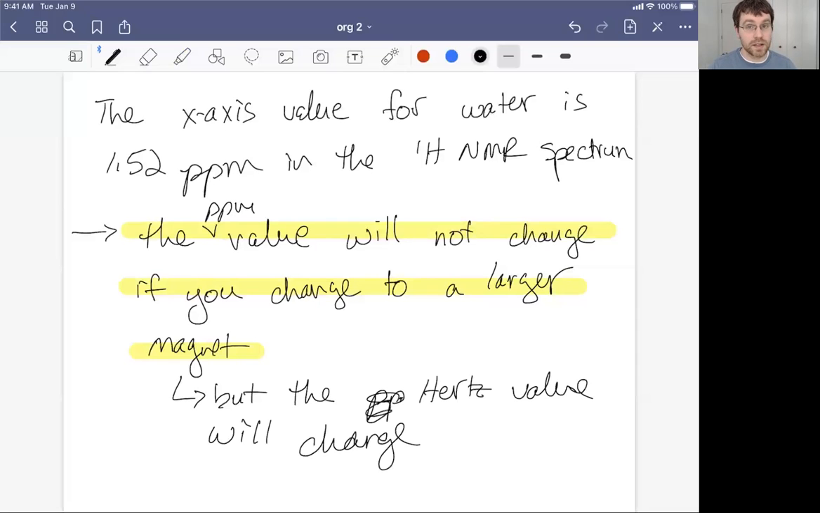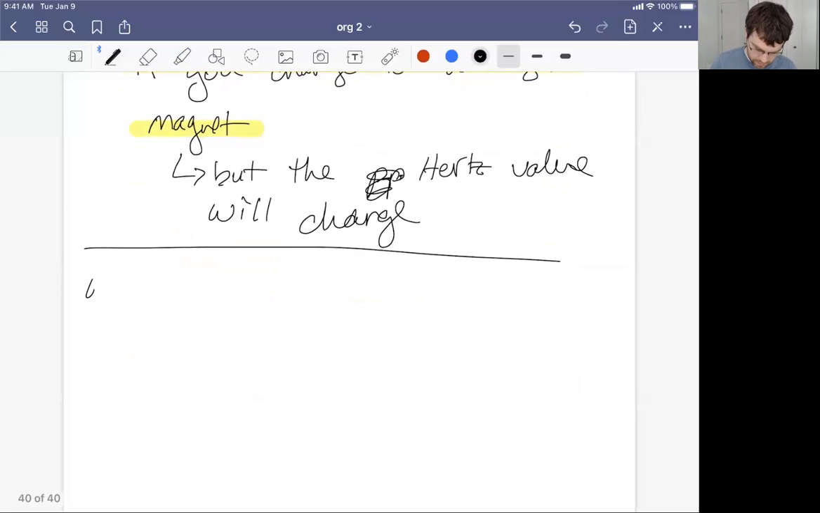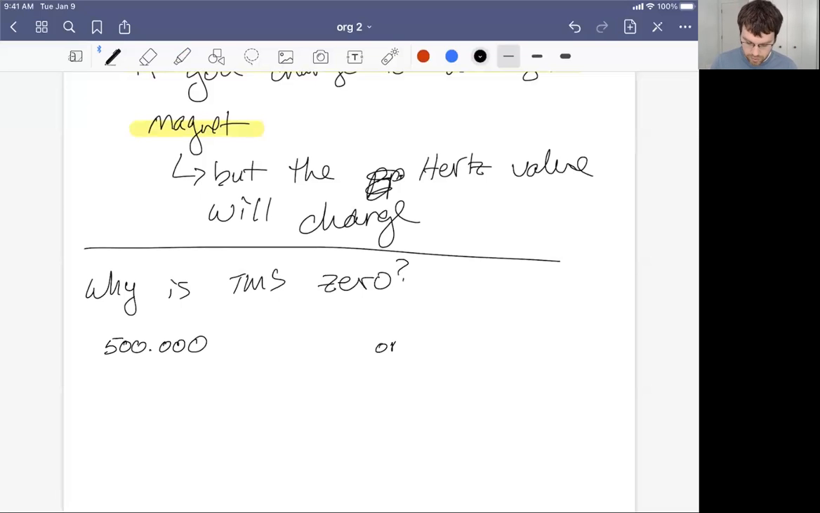TMS is always then 0. Okay, let's do that math really quick. So why is TMS 0? Very easy to do. If we observe that it's 500.000 or 300.000, what's the first thing that we do? So we've observed 500 on a 500 megahertz instrument. We subtract the TMS absorption. We divide by the TMS absorption. 500 minus 500 divided by 500 is equal to 0.